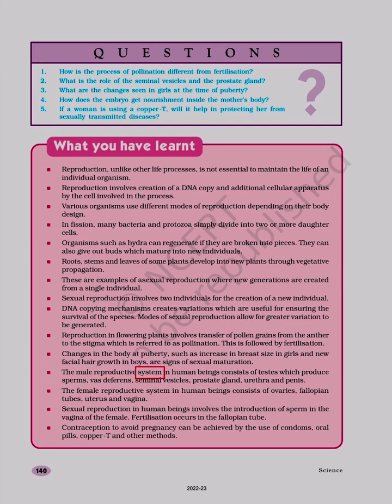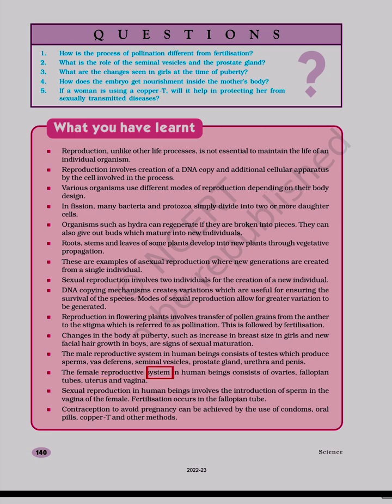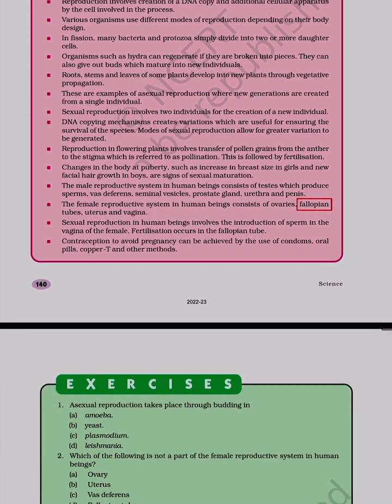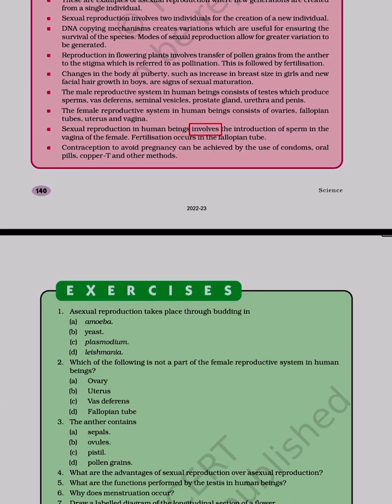The male reproductive system in human beings consists of testes which produce sperms, vas deferens, seminal vesicles, prostate gland, urethra and penis. The female reproductive system in human beings consists of ovaries, fallopian tubes, uterus and vagina. Sexual reproduction in human beings involves the introduction of sperm in the vagina of the female. Fertilization occurs in the fallopian tube. Contraception to avoid pregnancy can be achieved by the use of condoms, oral pills, copper T and other methods.